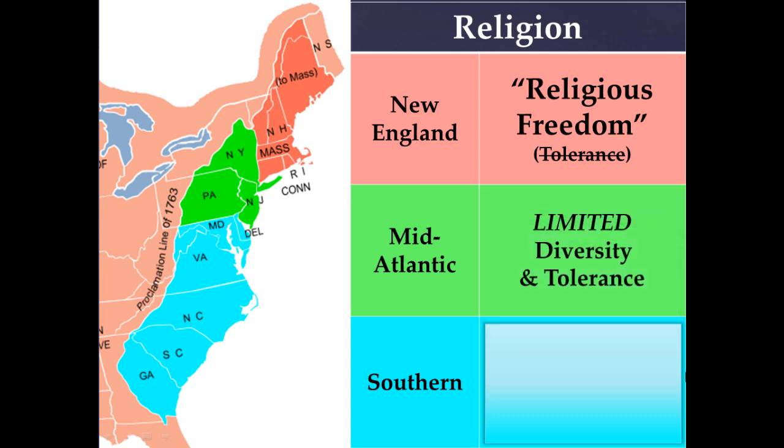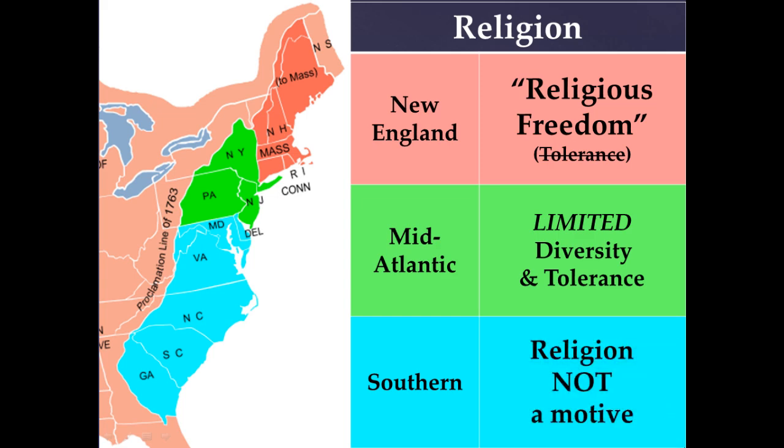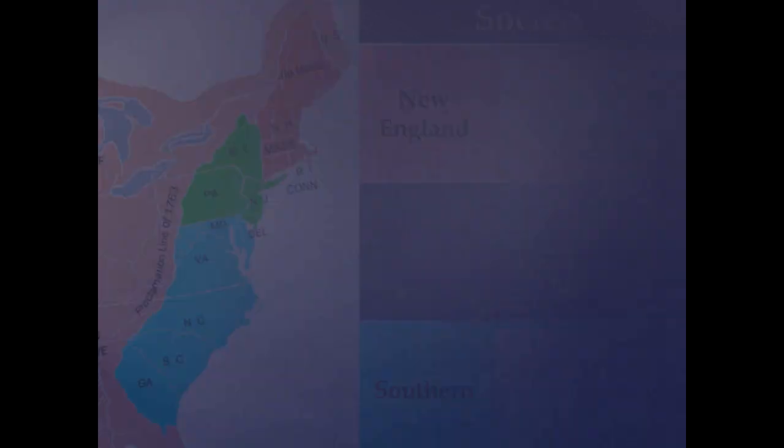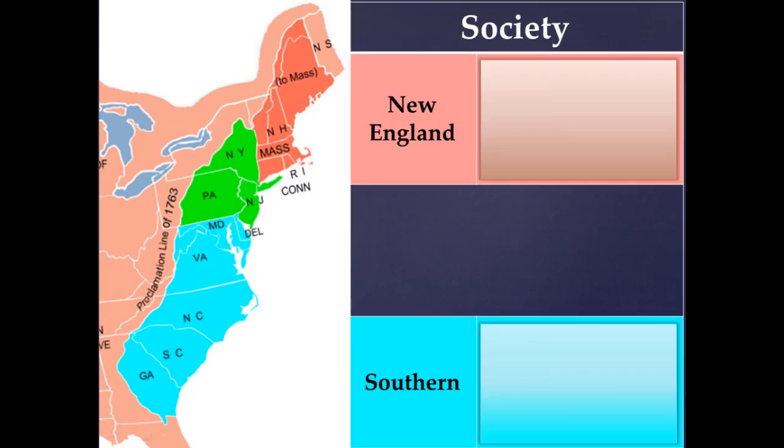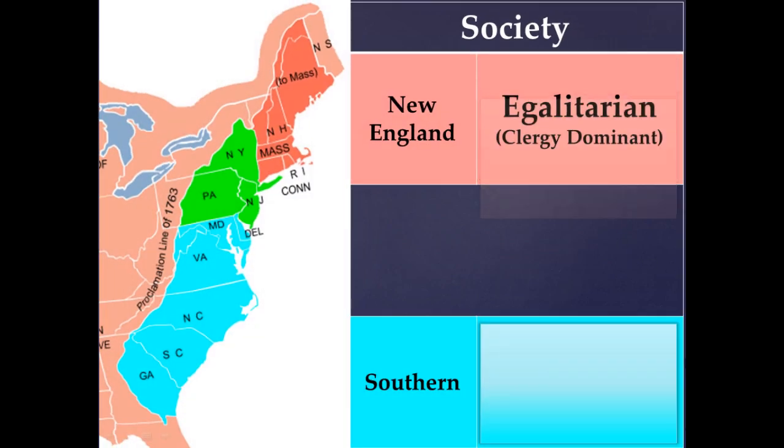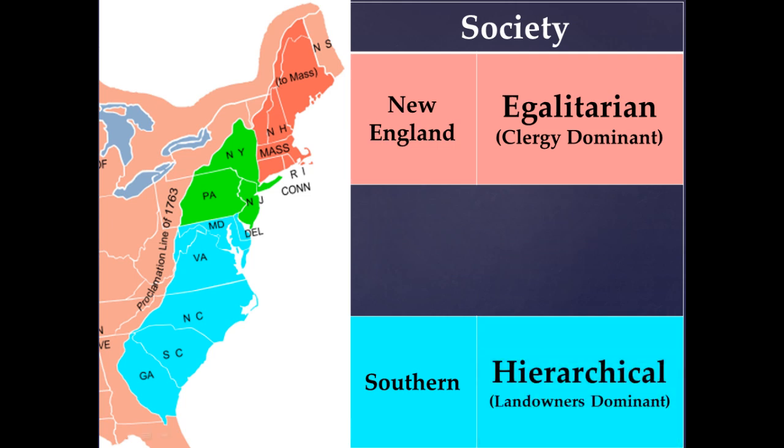In the mid-Atlantic colonies, a limited state of religious diversity and tolerance. And in the southern colonies, religion not really a motive. Moving on to society. Society in New England was largely egalitarian, dominated by the clergy. And everyone else was by and large on the same page socially, whereas in the southern colonies you had a hierarchical system with landowners being the dominant people there.